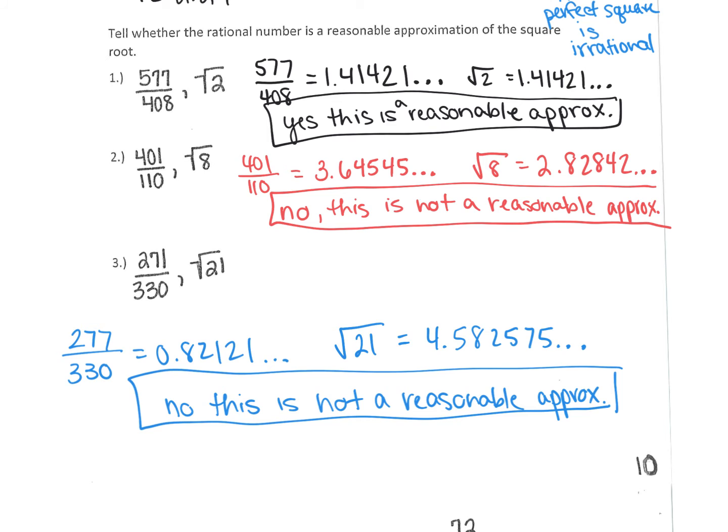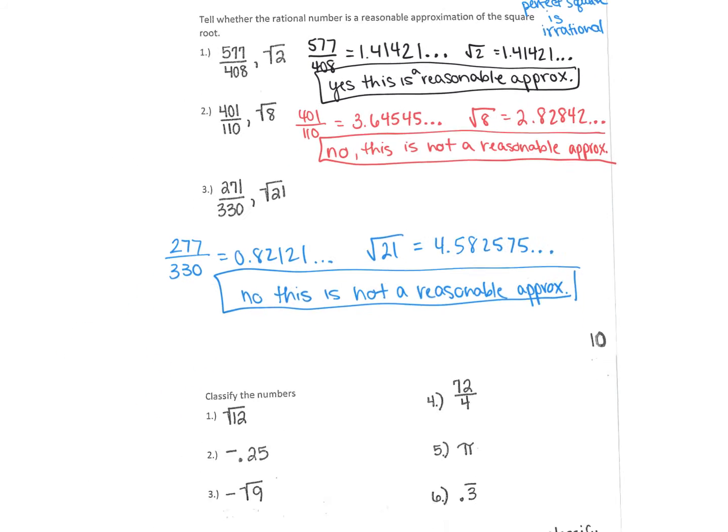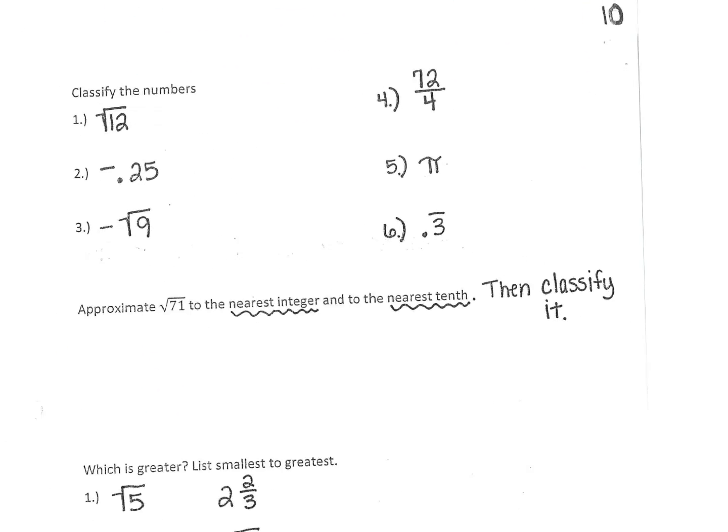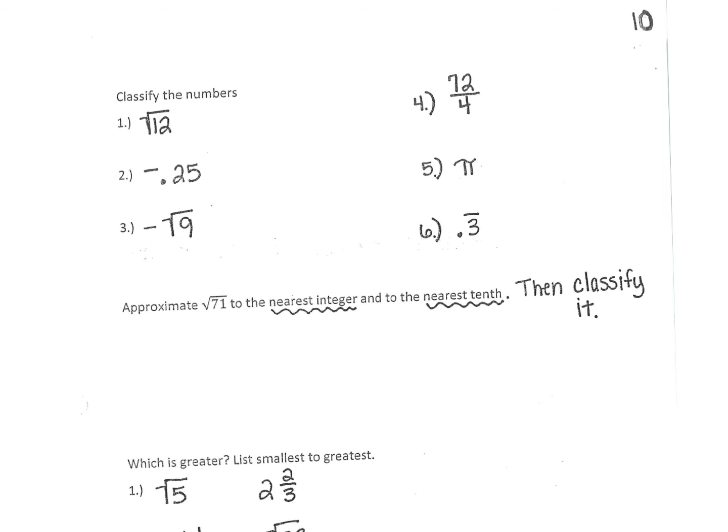And so you can look at fractions and roots and square roots to see if they can be compared to each other and if they are close to a number. But sometimes they are, sometimes they aren't. So now let's move on to the next page where we're going to classify numbers.